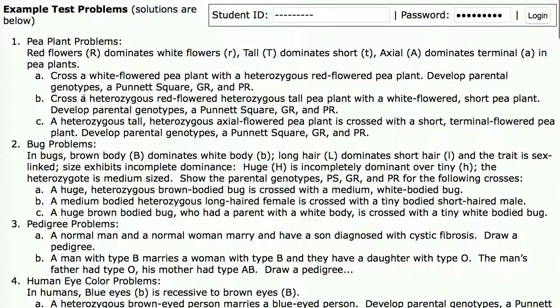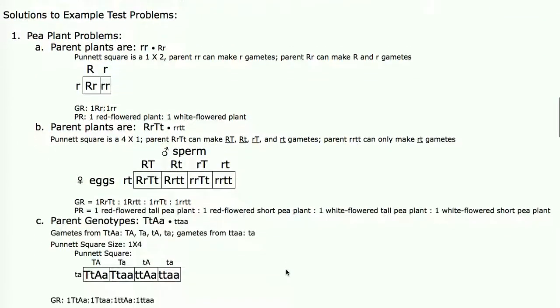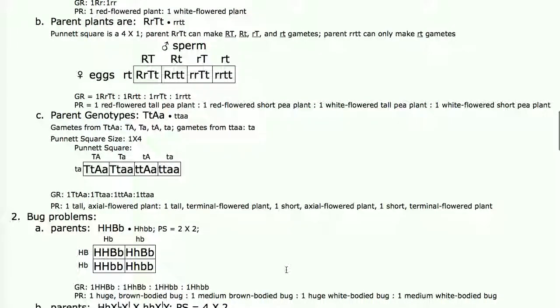Now we go back to the top. It says cross a heterozygous red flowered, heterozygous tall plant with a white flowered, short one. Okay, now we've got two traits. It wants the parental genotypes, the Punnett square, the GR, and the PR. So now this is a little bit bigger problem.